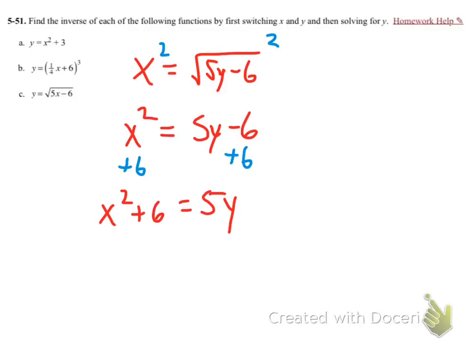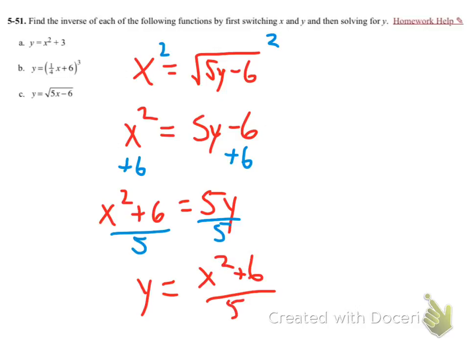And then to undo that multiplication, I'm going to divide everything by 5. So for this one, I'm going to have y equals x squared plus 6 over 5. That is the inverse equation.